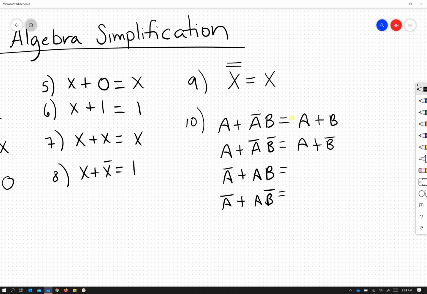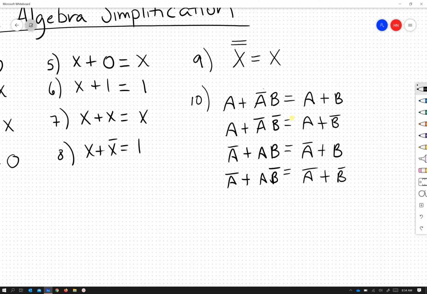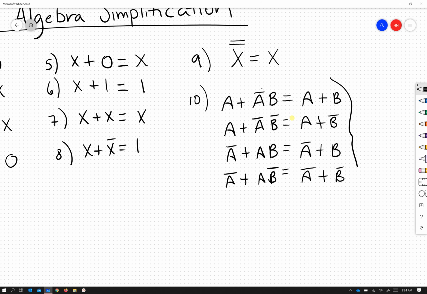The next one, the good guy is alone, so we keep them. The bad guy is the opposite of the good guy and has hostages, so that's A, so we get rid of A, and we're left with B. And the last one, the good guy is alone, so the good guy stays. The bad guy is the opposite of the good guy, which is A, and we get rid of that one, and the not B stays. Like I said, you could summarize this. These are all the consensus theorems.